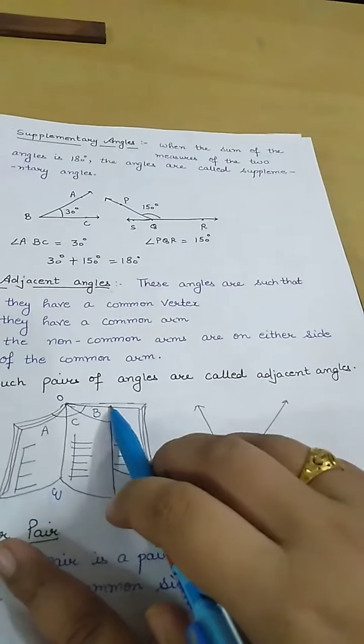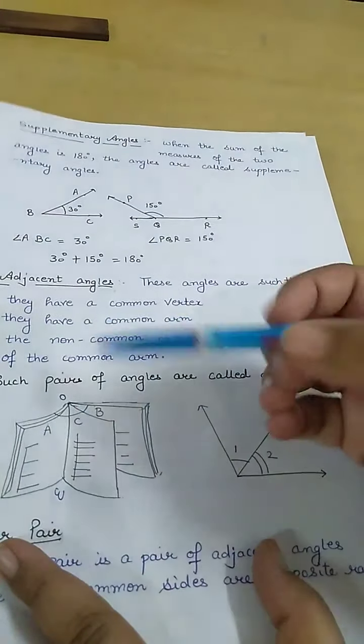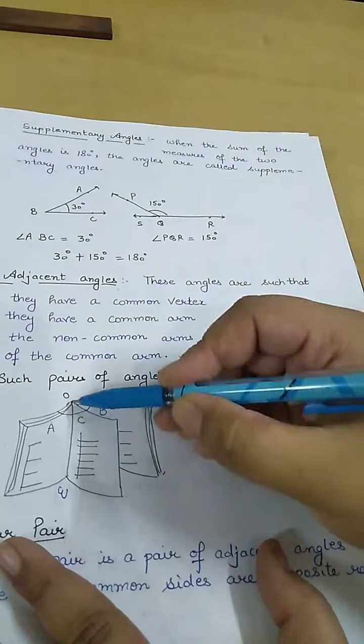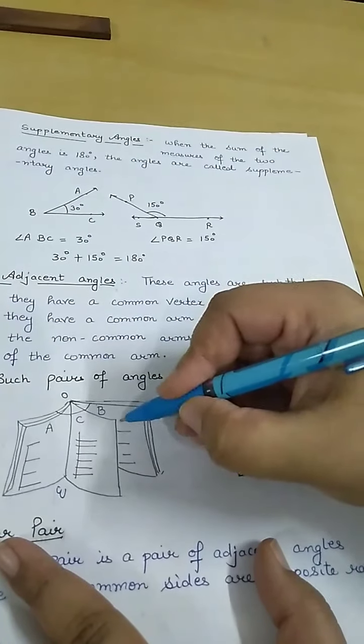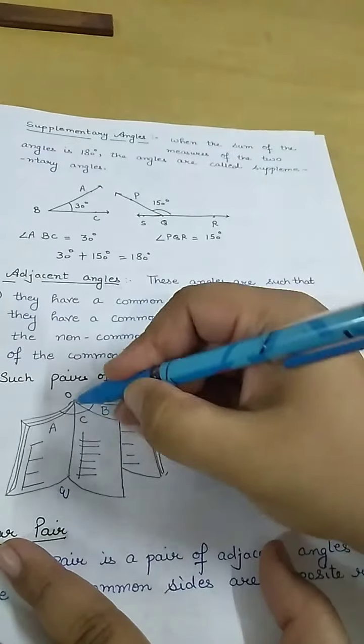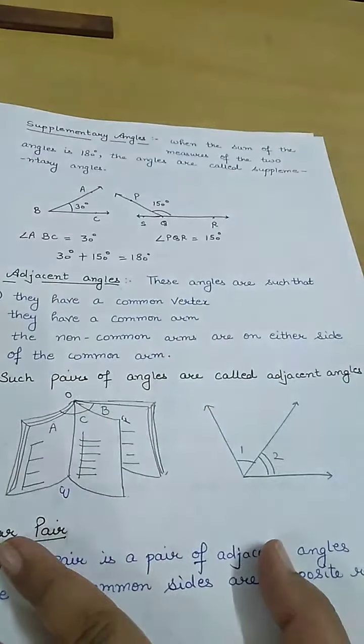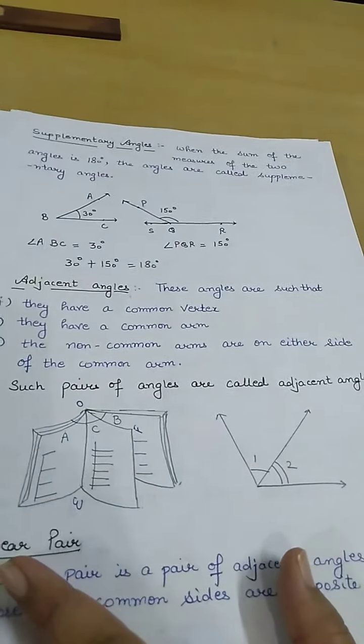So why are A and B not adjacent? Because they don't have one common arm, because the arm here B is this OF. So this is not here with this angle A. So that's why they are not adjacent.